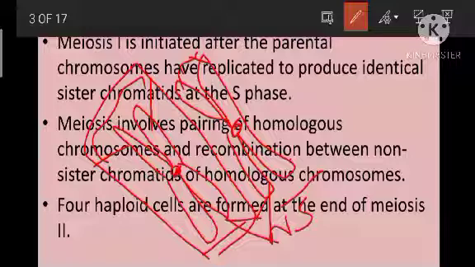Now what will happen? Crossing over takes place between these two chromatids, and that is what we call recombination between non-sister chromatids of homologous chromosomes. Again, it will be clear to you when we see the crossing over process. And at the end of meiosis II, we get 4 haploid cells. 4 haploid cells are formed at the end of meiosis II. So these are the key points of meiosis.